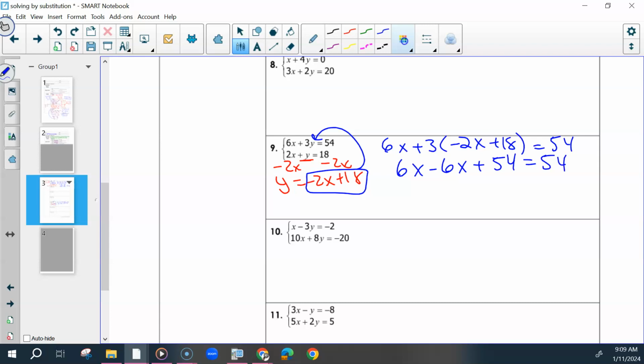What happens when we combine like terms? The x's cancel, leaving 54 equals 54, which is what type of solution? Infinitely many. No solution would be if they're two different numbers.